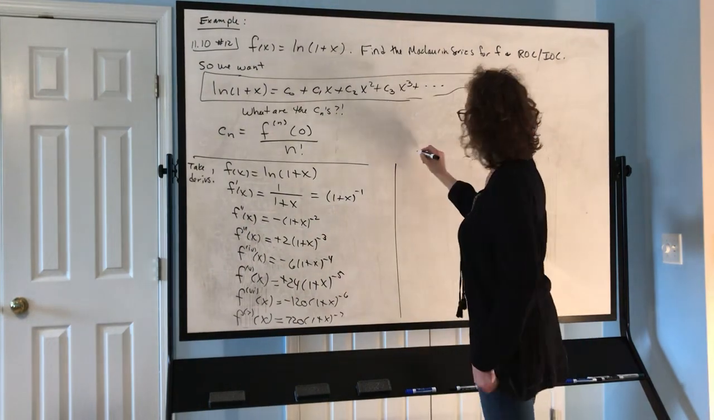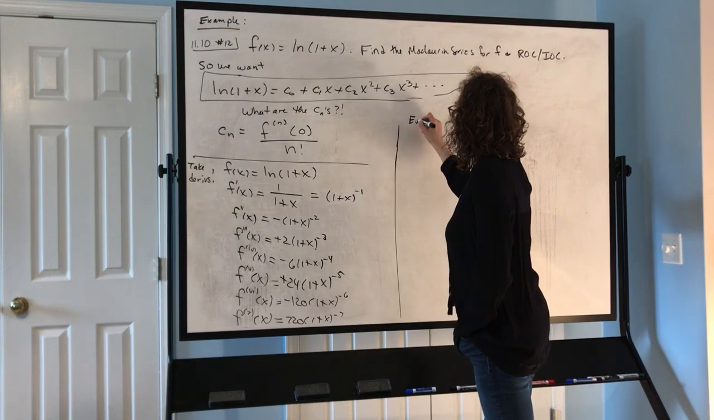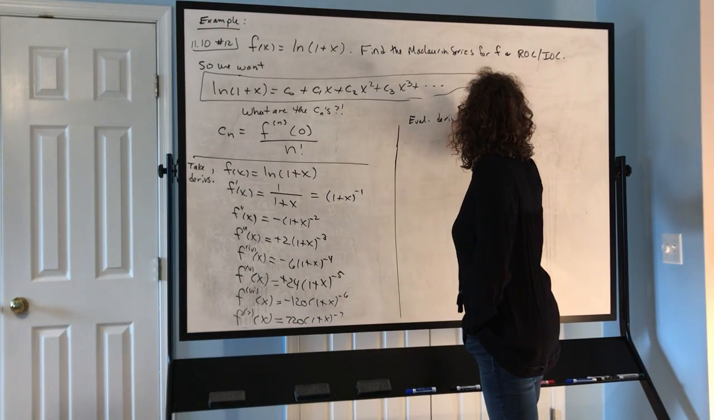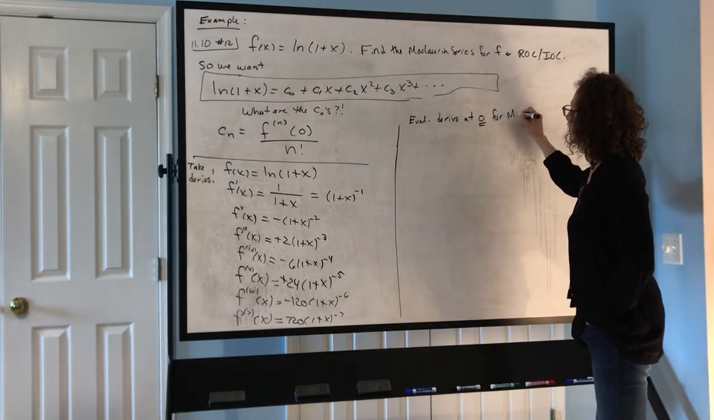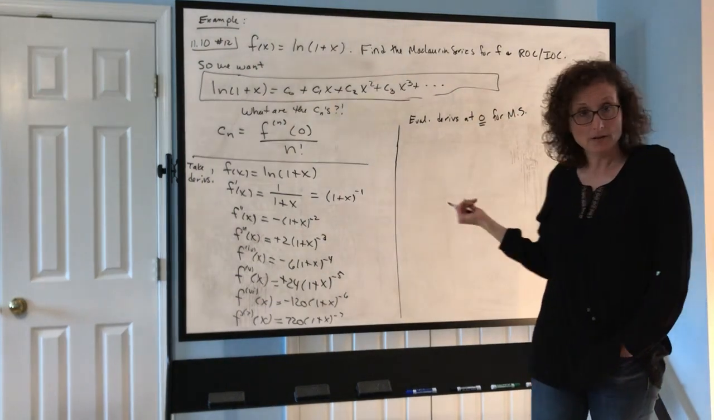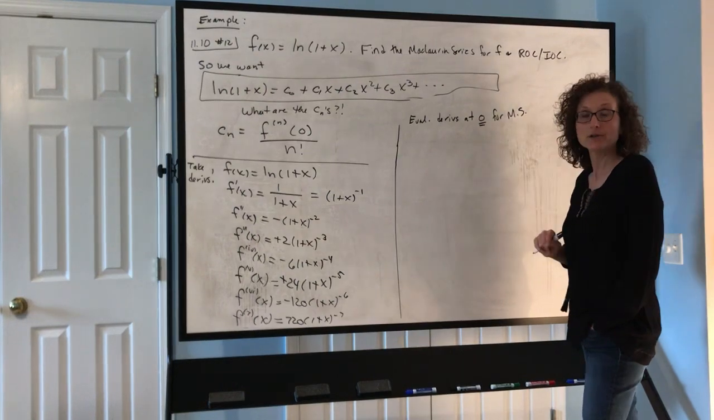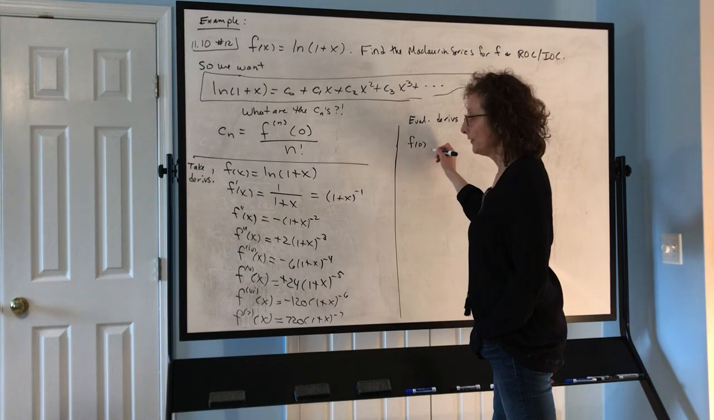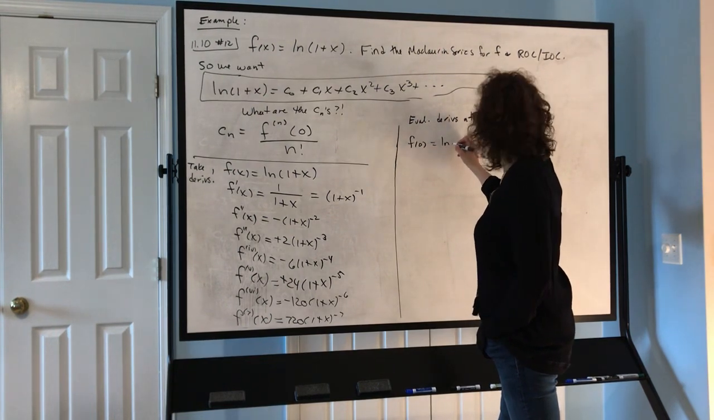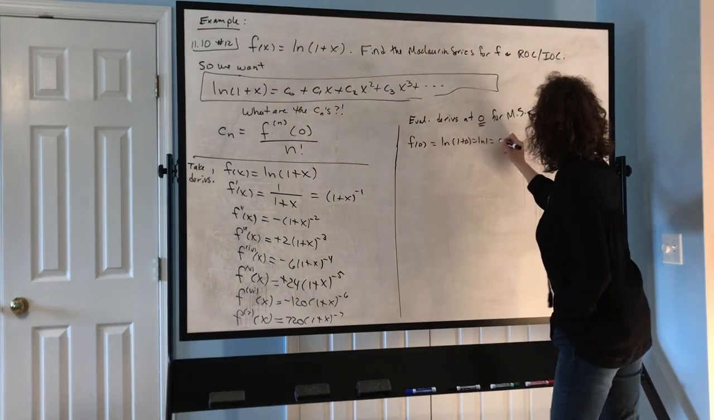Now let's evaluate derivatives. We evaluate at 0, right? For Maclaurin. If it's a Taylor series expanded about A, then you evaluate the derivatives at A for the Taylor series. Okay? So what are we going to do? What's f of 0? It's the natural log of 1 plus 0, right? So it's the natural log of 1, which is, good, 0.